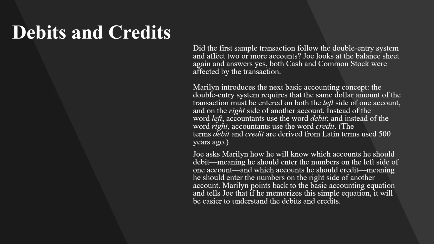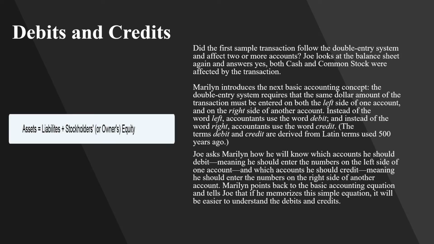Joe asks Marilyn how he will know which accounts he should debit, meaning he should enter the numbers on the left side of one account, and which accounts he should credit, meaning he should enter the numbers on the right side of another account. Marilyn points back to the basic accounting equation and tells Joe that if he memorizes this simple equation, it will be easier to understand the debits and credits. Let's take a look at the accounting equation again.